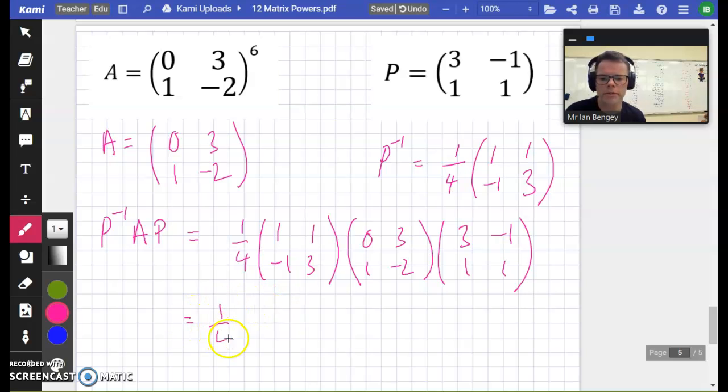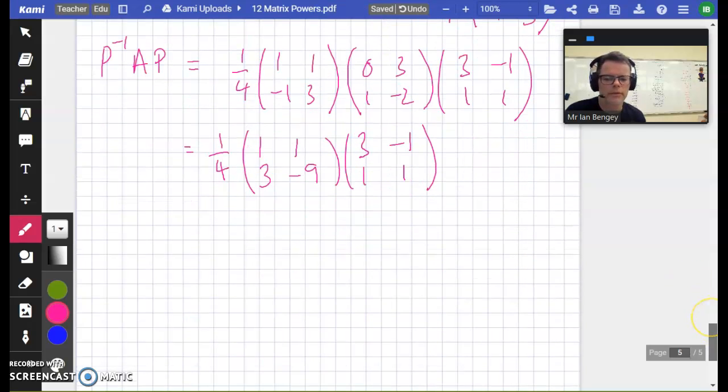Okay, we'll leave that quarter there for now. Which one should I do first? Let's do this one first. So 1 times 0, 1 times 1, that's 1. 1 times 3, 1 times negative 2, that's 1. Negative 1 times 0, 3 times 1, that's 3. Negative 1 times 3, 3 times negative 2, that's negative 9, multiplied by 3, negative 1, 1, 1. There we go, that's the first step.